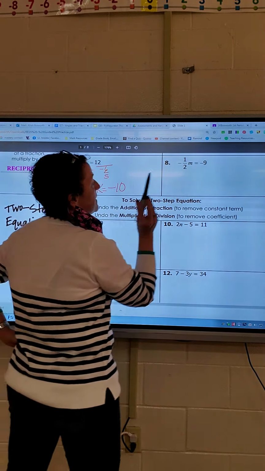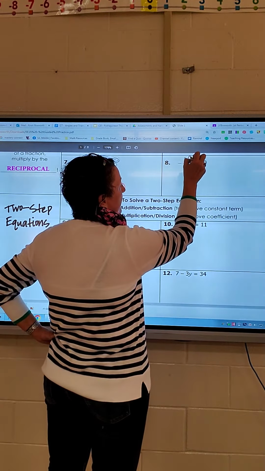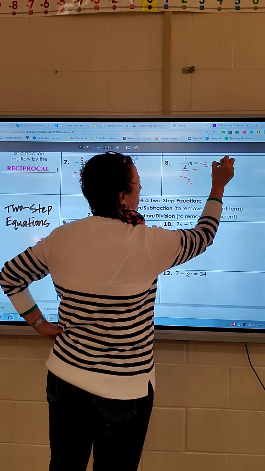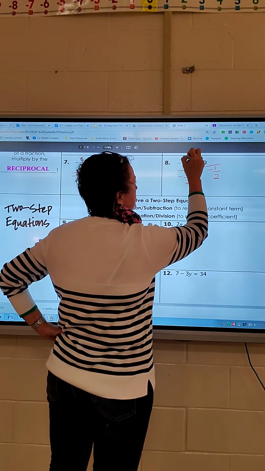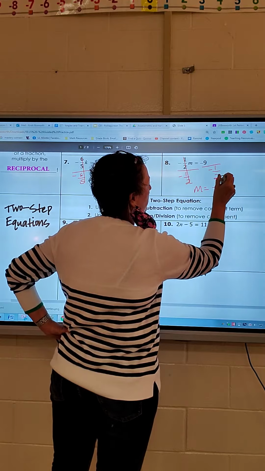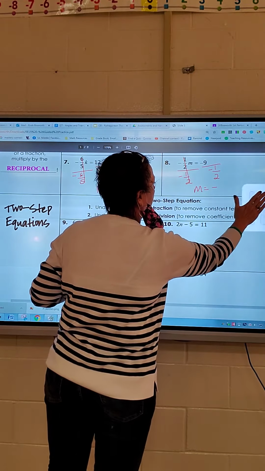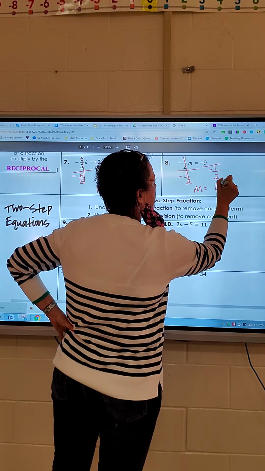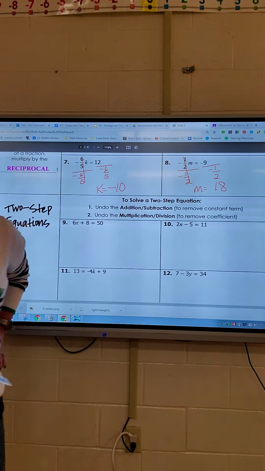All right. And then negative 1/2 times M, that means I'm going to divide both sides by negative 1/2. And M equals a positive, because a negative times a negative is positive, a positive 18. Check my math.